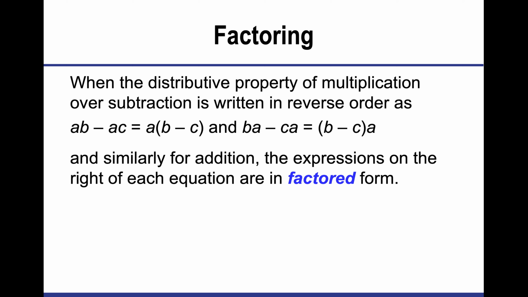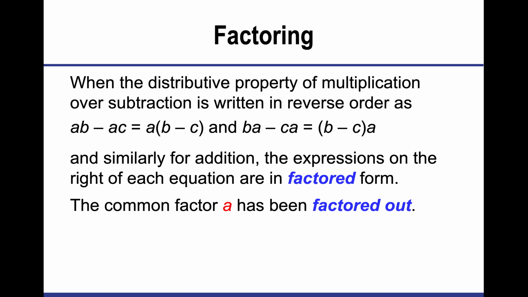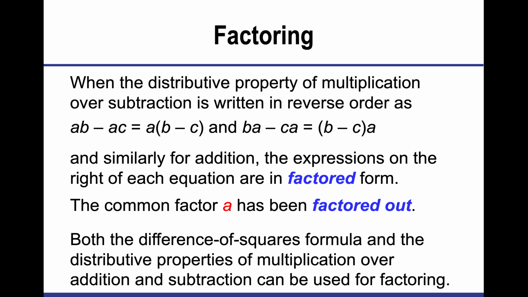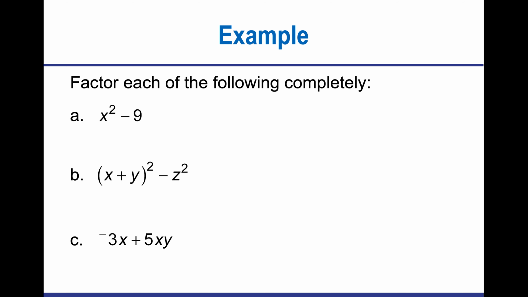Now, when a distributive property over subtraction is written in reverse, that is called factoring. I'm dividing by some value and I'm factoring it out. So that's a factor situation. When the term has been factored, I say it's factored out. So in AB minus AC, they had a common factor of A. I factored it out, and in a way, you're dividing AB by A and AC by A. Now, both the difference of squares formula and the distributive properties of multiplication can be used for factoring. I can apply both of those to a factoring situation.